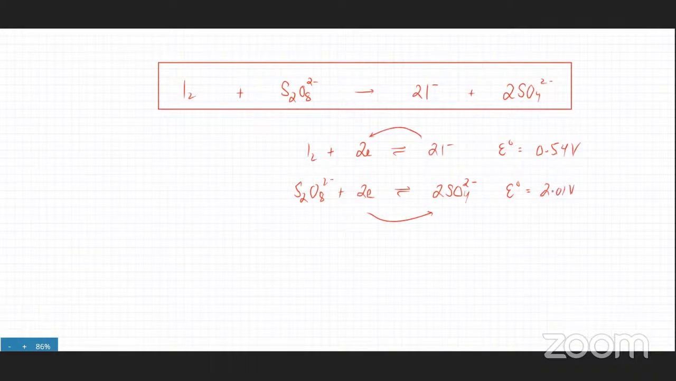So you've got this final equation, and the E naught cell is going to be higher potential minus lower potential, which in this case is going to be 1.47 volts. Okay, subtract both. Sir, but if I minus is making I2, then why is it written wrong? This is 2I minus 1 and this one is I2 over here. Okay, now this is what's happening, right?